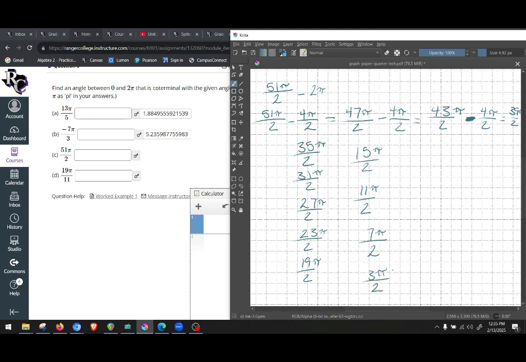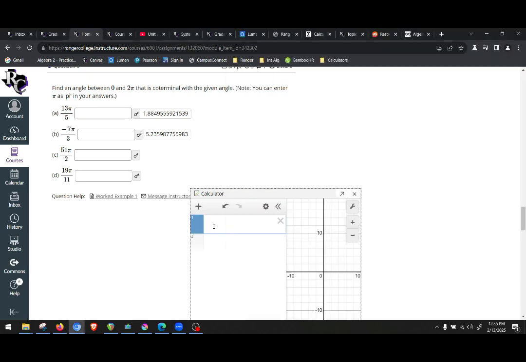This 3 pi over 2 is between 0 and 2 pi. Because 3 divided by 2 is 1.5, right? So 1.5 pi, well, that's between 0 and 2 pi. 3 pi over 2 will be our coterminal angle there.